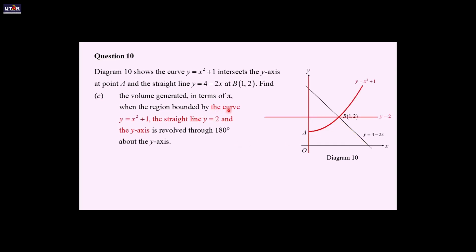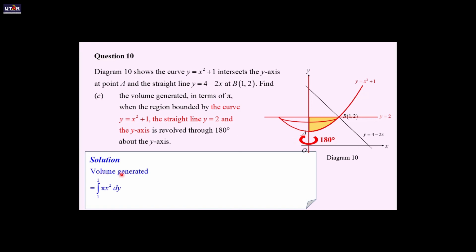The region bounded by the curve y is equal to x squared plus 1, the straight line y is equal to 2. Since you are given point B where the coordinate is (1, 2), the straight line y is equal to 2 is a horizontal line that passes through point B. And the y-axis is this region. And this region is revolved through 180 degrees about the y-axis.